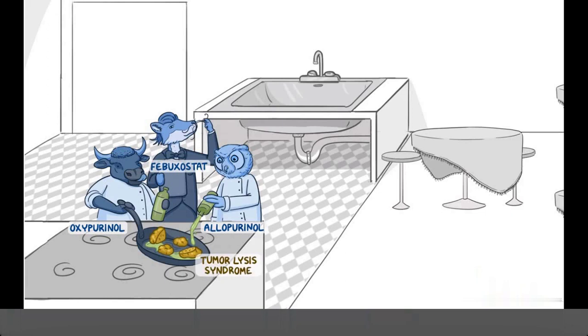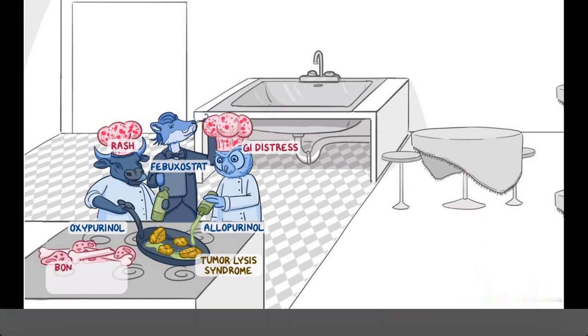increase uric acid levels. For side effects, they're both wearing dirty chef's hats to help you remember eating their food can cause gastrointestinal distress. These hats also have red dots all over them to represent a rash. Next to the pan, there's a pile of discarded bones and dead white blood cells because these drugs cause bone marrow suppression when used with immunosuppressants.